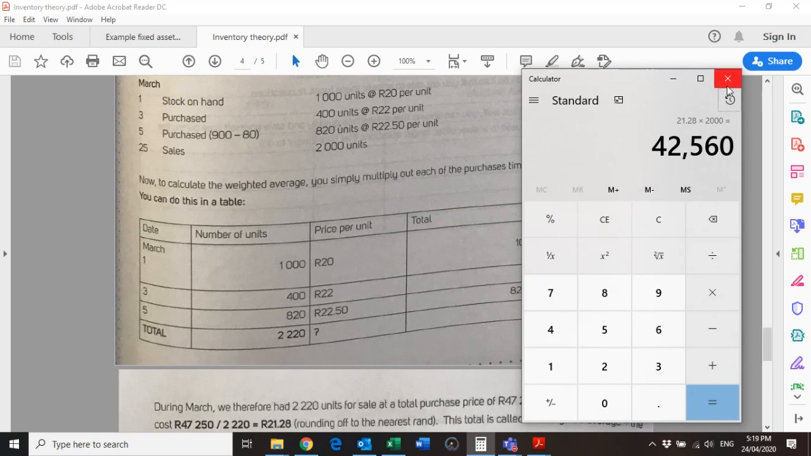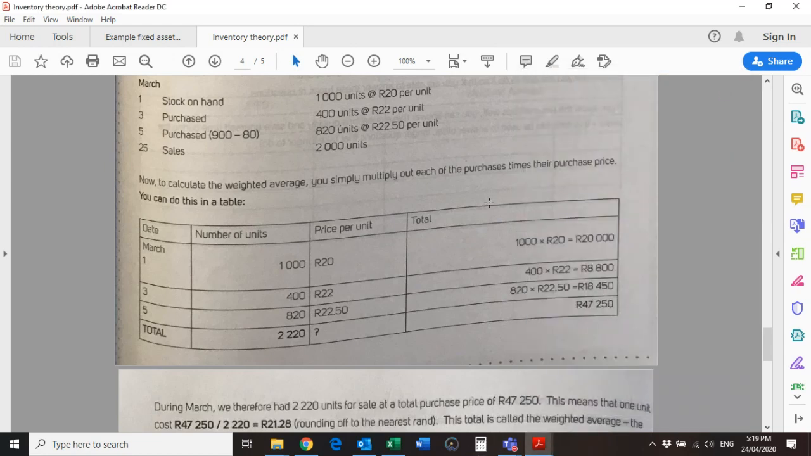So now we've done the first in, first out method. We've done the weighted average method. What is next? You have now learned everything that you possibly can. You can do some extra examples. I will put some extra examples on next week so we can continue with that, so you guys can get more familiar with your inventory.